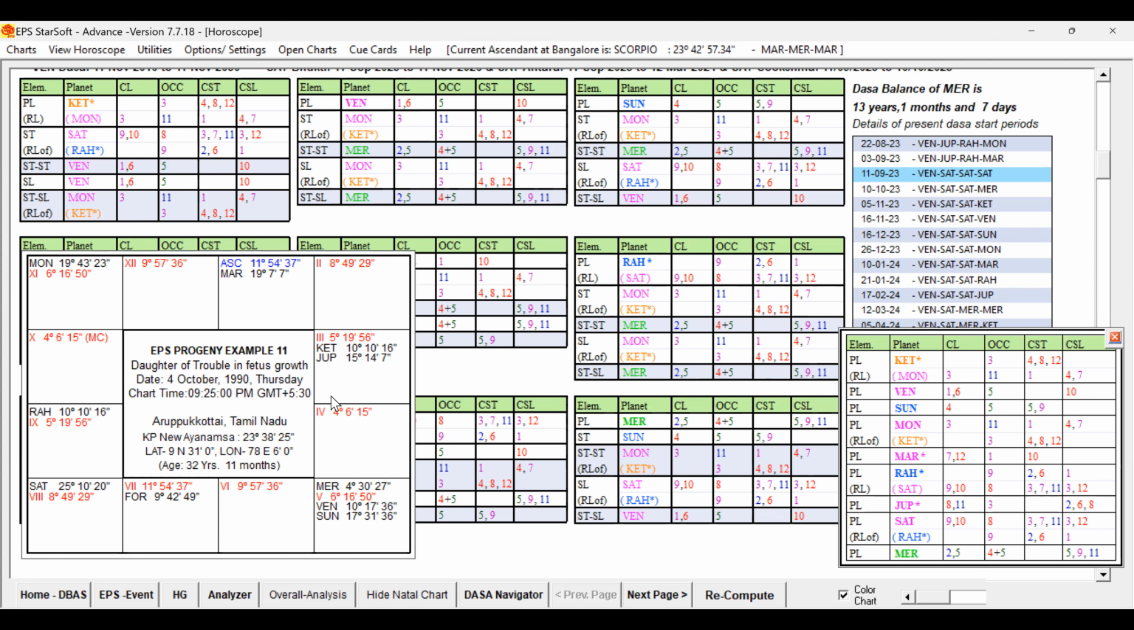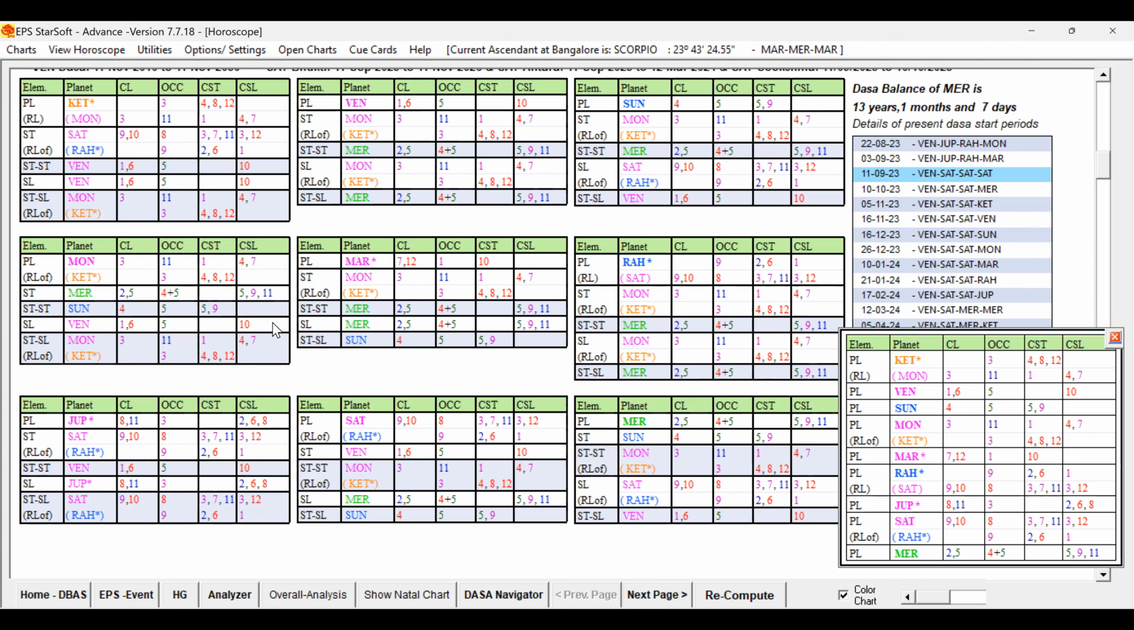Now that the marriage has happened, let us not go into detail on the timing of the marriage event, which I already discussed in the previous event. Marriage happened during that Venus Dasa, Moon Bukti. So Moon Bukti has supported the marriage.